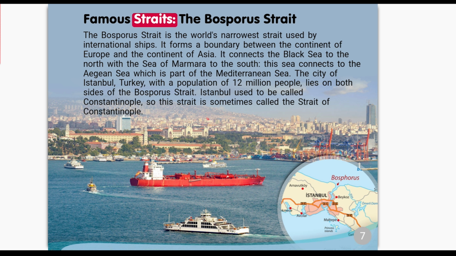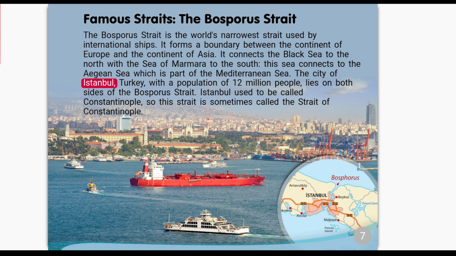Famous straits. The Bosporus Strait. The Bosporus Strait is the world's narrowest strait used by international ships. It forms a boundary between the continent of Europe and the continent of Asia. It connects the Black Sea to the north with the Sea of Marmara to the south. This sea connects to the Aegean Sea, which is part of the Mediterranean Sea.